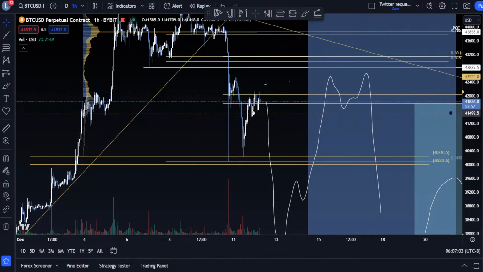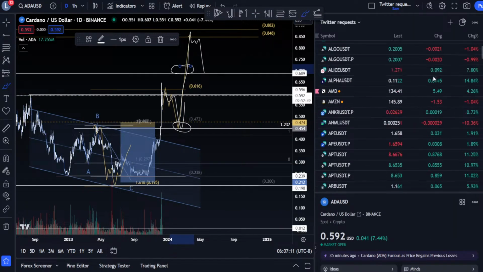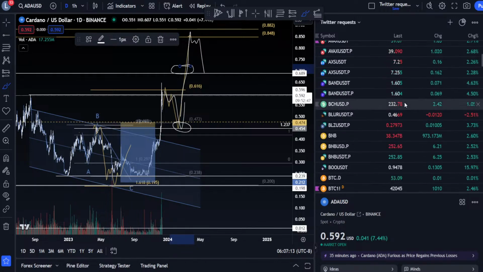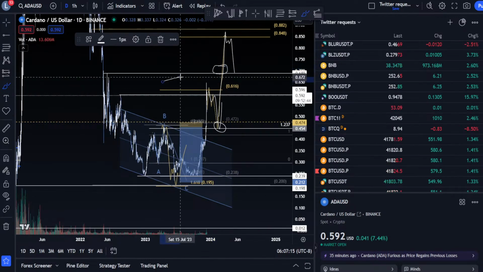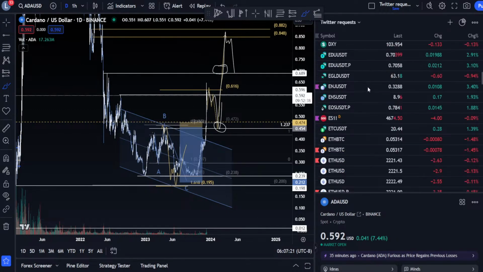Set these alerts a little closer. Wouldn't mind taking a look at this, but obviously a lot of alts will pull back if Bitcoin continues to break down.